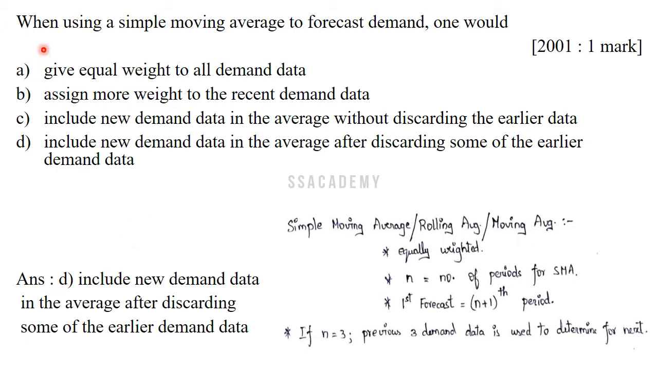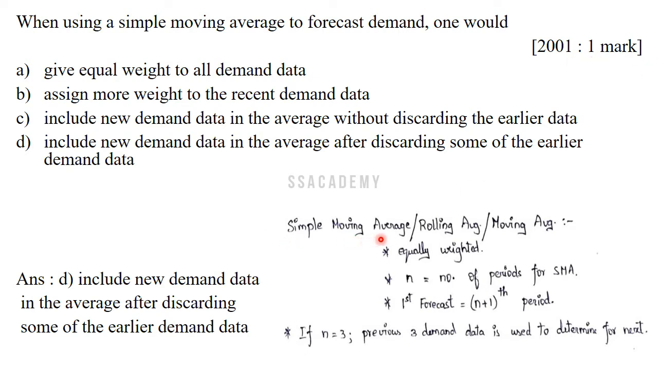The question is, when using a simple moving average to forecast demand, one would give equal weight to all demand data, assign more weight to the recent demand data, include new demand data in the average without discarding the earlier data, or include new demand data in the average after discarding some of the earlier demand data. They have asked about the simple moving average forecasting technique and its procedure. This question was asked in GATE 2001 for 1 mark.